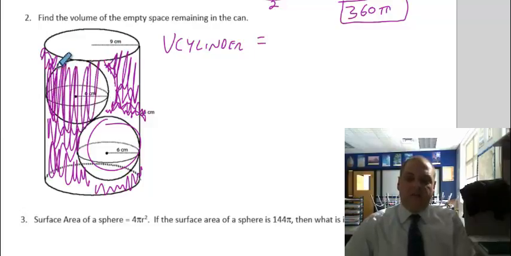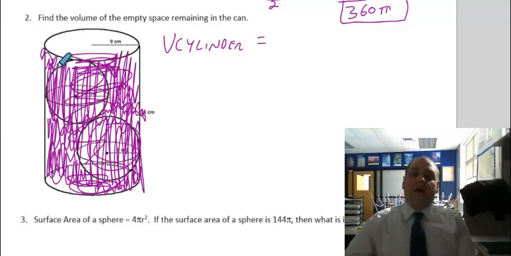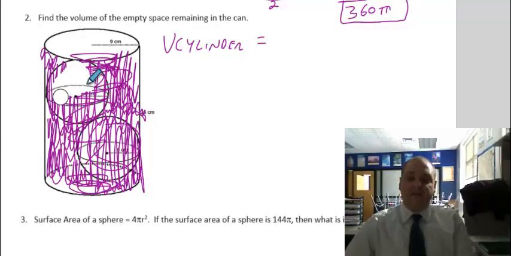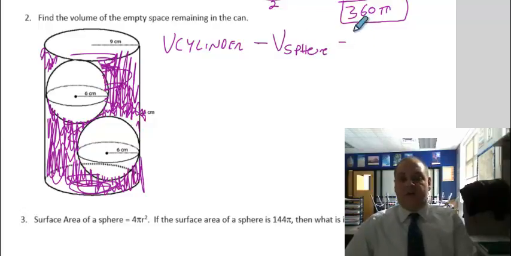We're going to take away, because think about it. If I take the volume of the cylinder, that's all this. That's the space that the cylinder takes up. Now, if I just subtract or erase that volume and this volume, erasing is subtracting, right? If I erase that volume, what's left over is the volume of the air. So it's going to be volume of the cylinder minus volume of the sphere minus the volume of the other sphere.